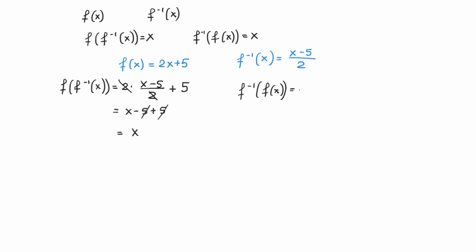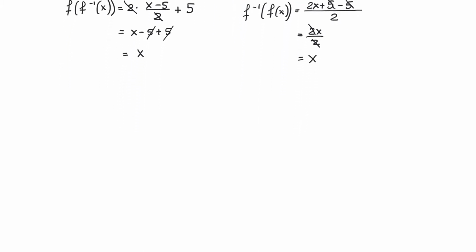So let's start a fraction bar, and in place of x we will write 2x plus 5, then minus 5, then over 2. 5 and 5 will cancel, then we will bring down 2x over 2, 2 and 2 will cancel, and the result will be x. As you see, indeed, the composition of f inverse and f also gives us x.